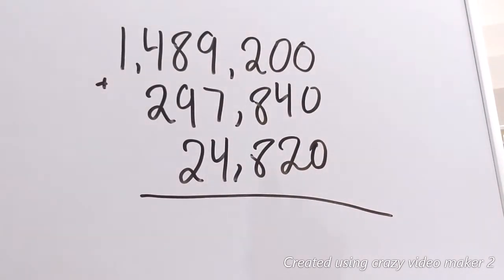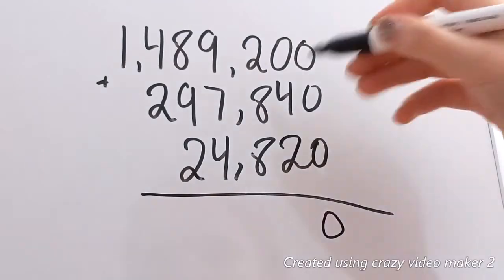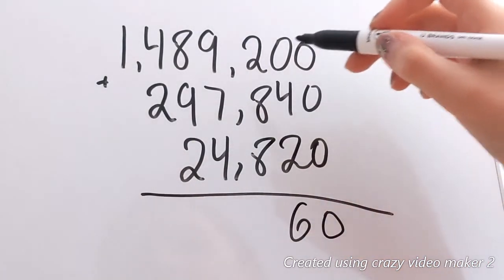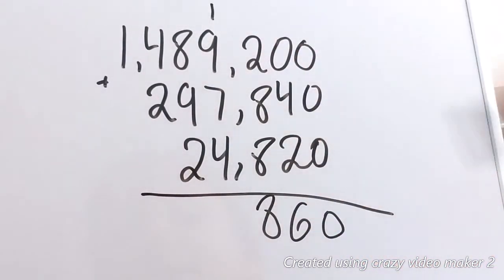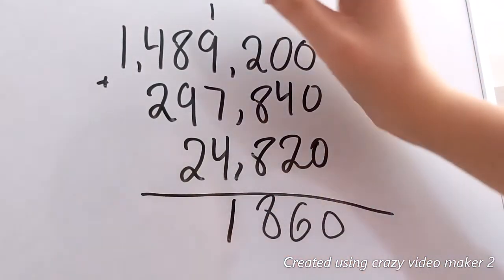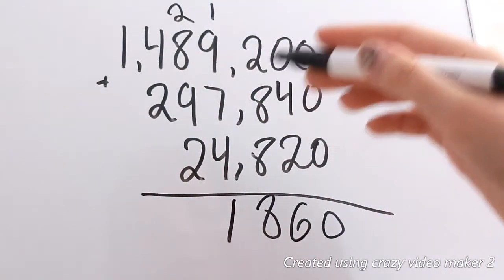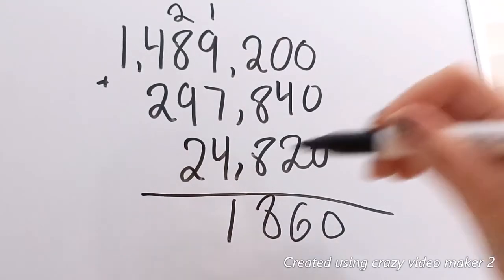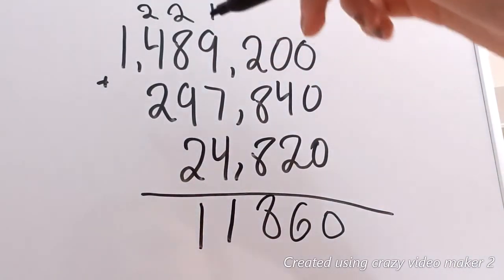Okay, we have 0 plus 0 plus 0, and it equals 0. 0 plus 4 is 4, plus that 2 is 6. 8 plus 8, 16. Plus 2, 18. And my easy way is 9 plus 1 is 10, plus 7 is 17, and plus 4 is 21. 8 plus 2 is 10, plus 9, 19, plus 2 is 21. 4 plus 2, 6, plus 2, 8.